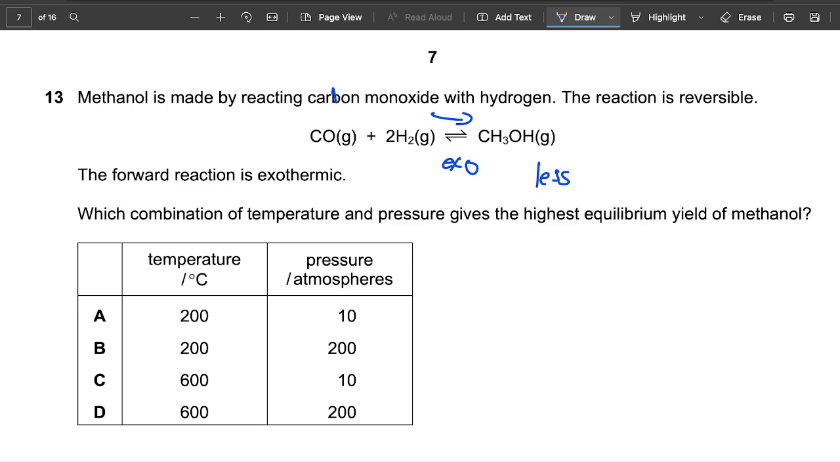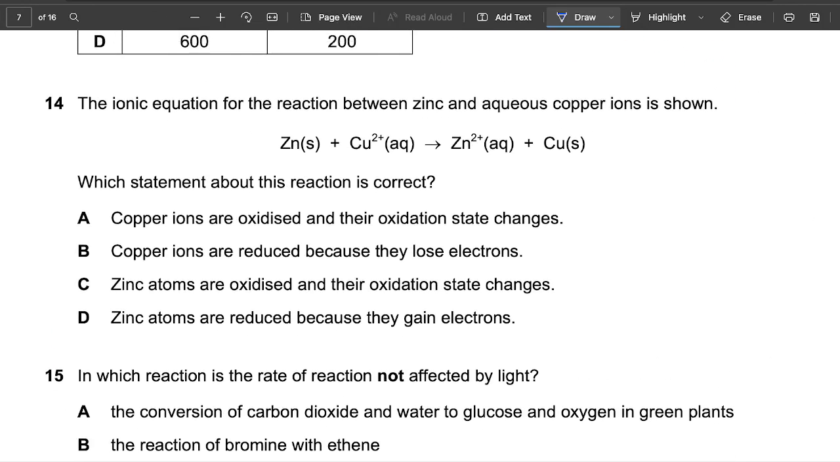Oh wait, we need what? Methanol, yeah. So we need less temperature. And the mole ratio is 3:1, so we need more pressure. Okay, so less temperature, more pressure. Let's see, we're looking at something like that. So the answer could be either this or this, and because we need more pressure, B would be the correct answer. Okay, we move on to the next question.